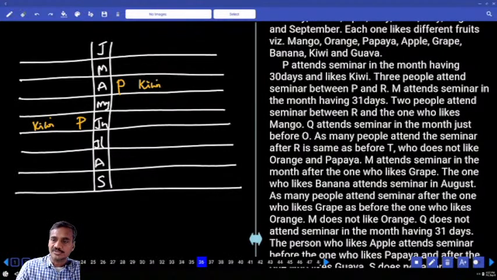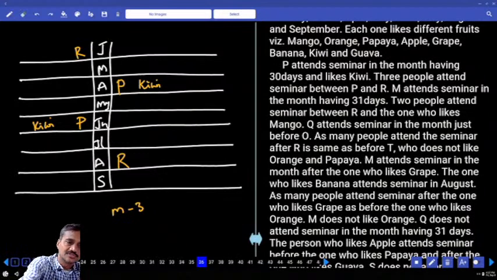And 3 people attend between P and R. In between P and R, there must be exactly 3. Now here 3 people between P and R is here. And M attends a seminar in the month having 31 days. M in the month of 31 days here.